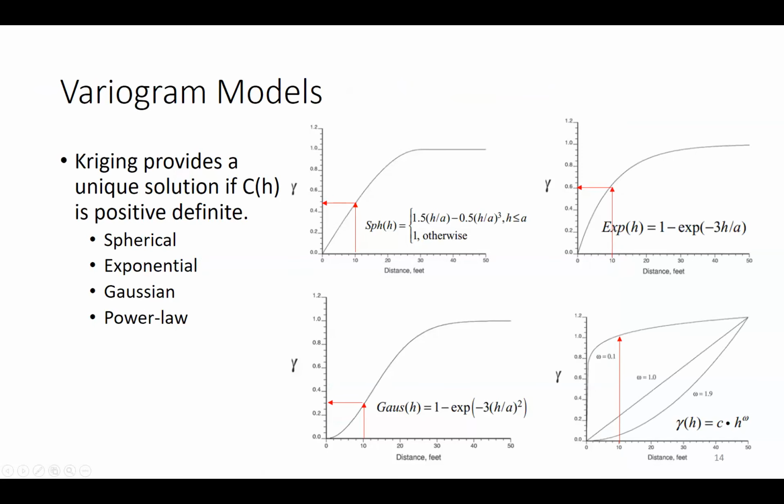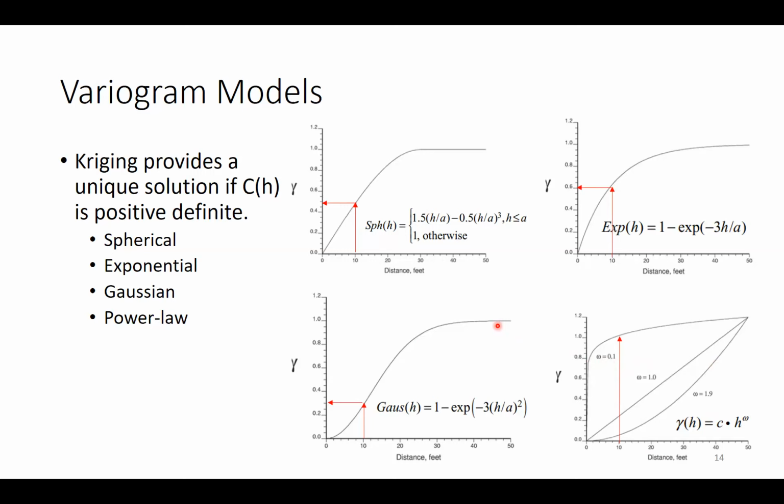These are the popular mathematical models that we normally use in geostatistics. The first one is here, a spherical model, then the exponential model, Gaussian model, and power law. All these diagrams have the same range and the same sill.